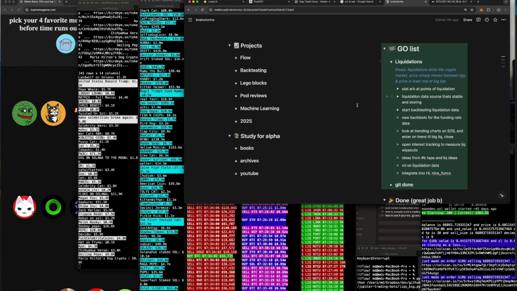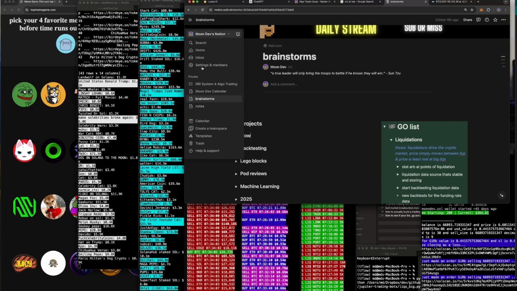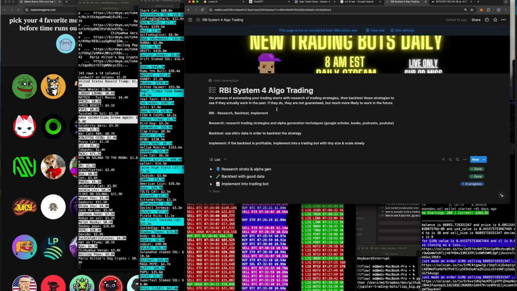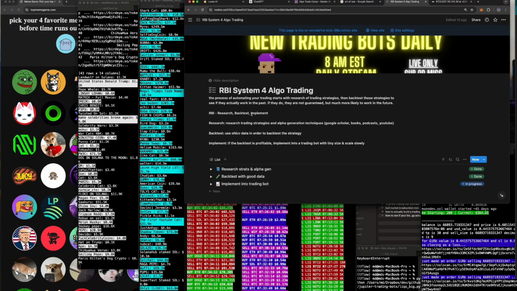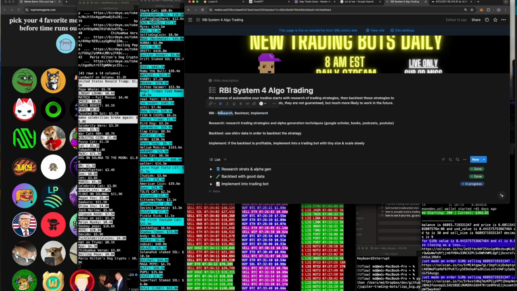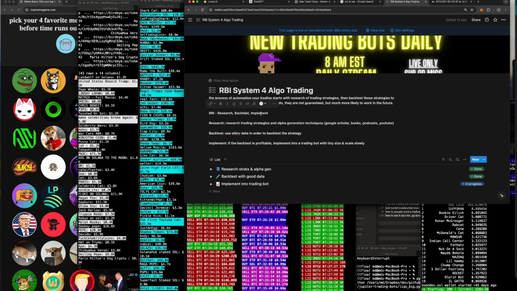The process is simple. It's the RBI system. The RBI system is how I automate my trading. Before I ever implement a bot, I research the trading strategy. So we spend a lot of time researching, going over ideas from my note sheet and resources I have in order to zero in on this liquidation trade. So then we're going to backtest it. It's actually not going to be backtestable, so I'm not going to really backtest this one. I'm going to move to I.